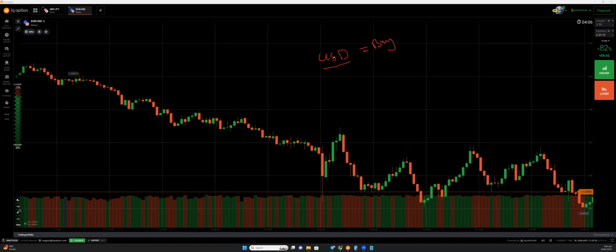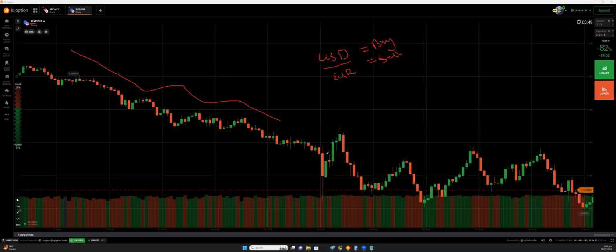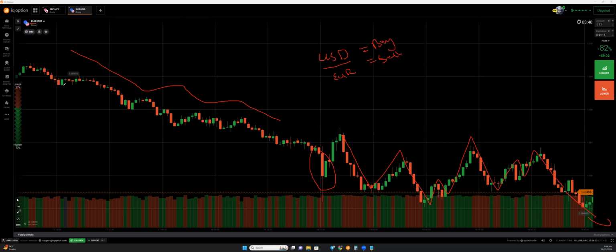Now, if they buy USD, then what will they sell? They will sell the euro. That's the reason the price, from the previous 2 to 3 hours, the market was moving down, down. After this news, there was too much volatility. After that, finally, the price started to go down. Why? Because everybody is buying the USD and everybody is selling the euro.